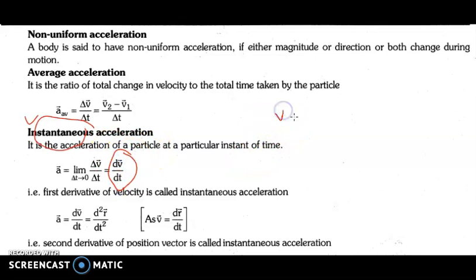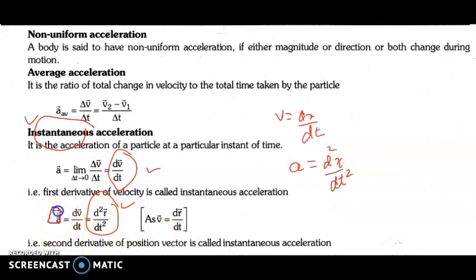We know that velocity can be expressed in terms of position as the rate of change of position with respect to time, meaning dx by dt. So acceleration can be expressed in terms of velocity as dv by dt. Okay, so in other words, acceleration can also be expressed as d2r or d2x by dt square. It means the second order derivative of position with respect to time. So it is read as d2r by dt square.